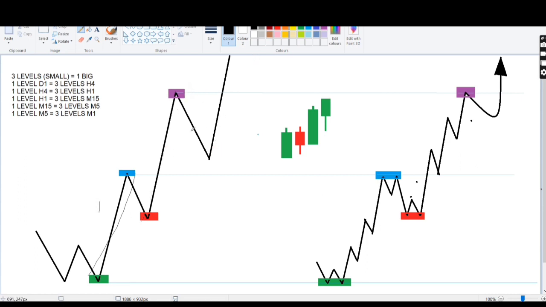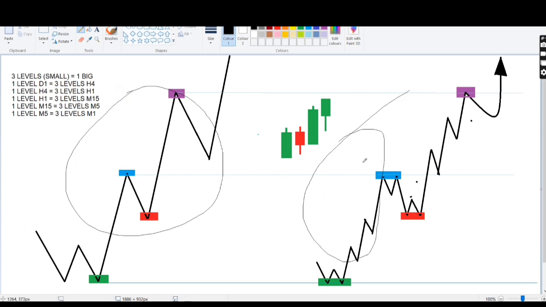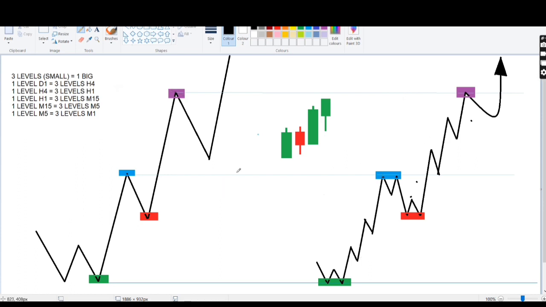So what you are seeing on the left side here is what happens on a bigger time frame, and what you are seeing on the right here is the correspondence of what happens on a smaller time frame. Because if you are a BTMM trader, remember, when you have three levels on a smaller time frame, it means that you have one level on a bigger time frame, which also means that one level on the D1 is three levels on H4, one level on H4 is three levels on H1, one level on H1 is three levels on M15, one level on M15 is three levels on M5. So it's all about the corresponding time frames, which means we talk about M1, M5, M15, H1, H4, D1, and month one. Those are the main time frames that we talk about.